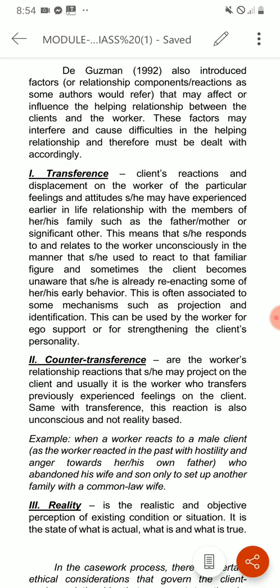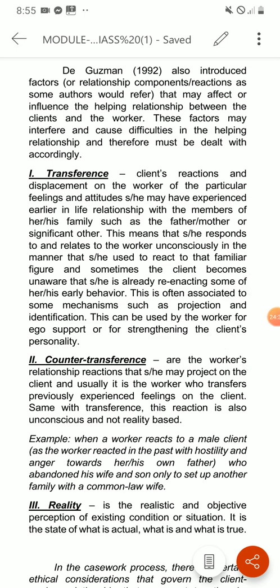So these three things, ito po yung tinatawag nating relationship components or the factors na pwedeng magpatibay ng relasyon mo as a worker and between your client. Pero most of the time, ito po ay pwedeng mag-create ng interference, or it may cause difficulties in helping the relationship and therefore must be dealt with accordingly.